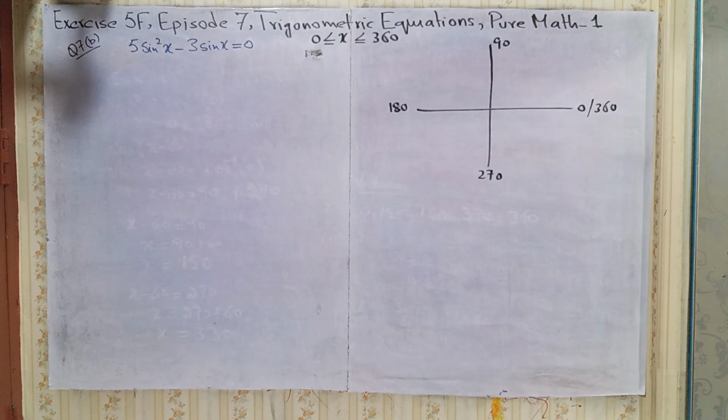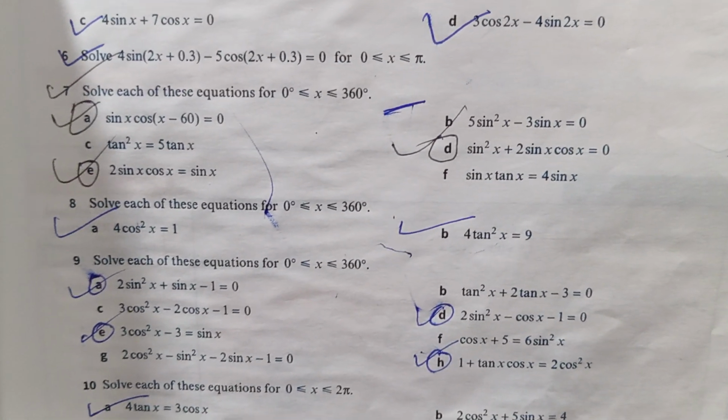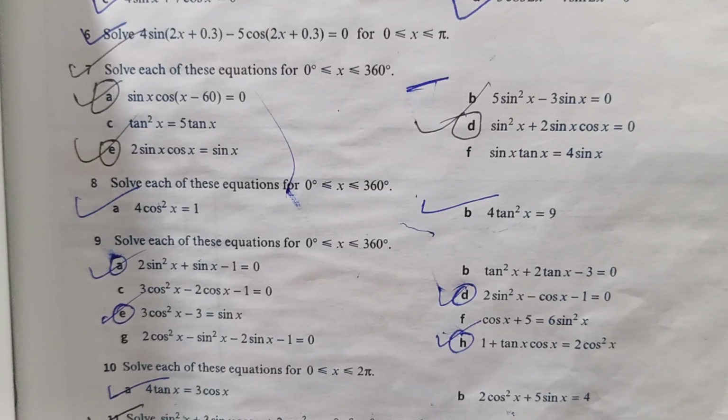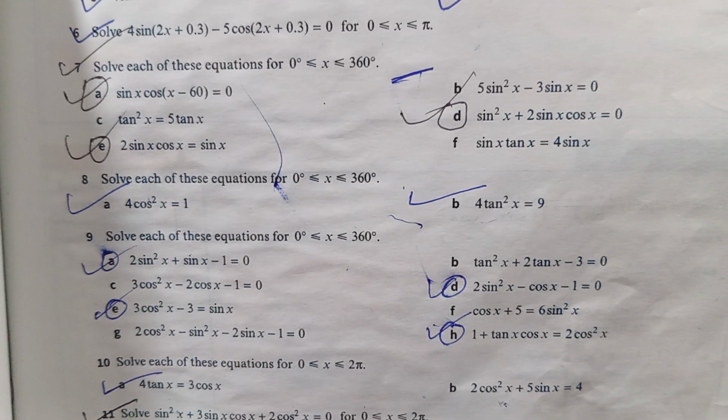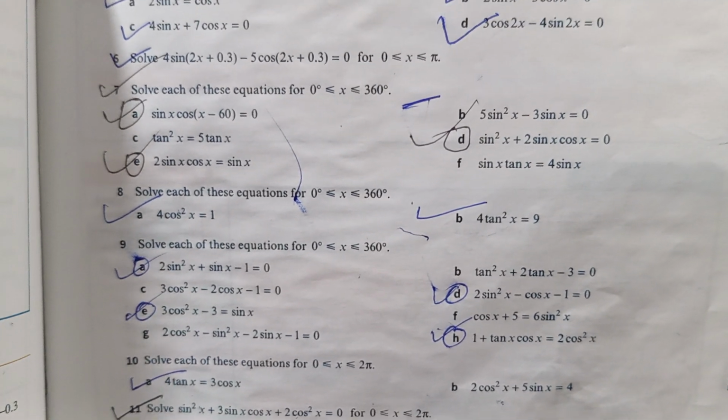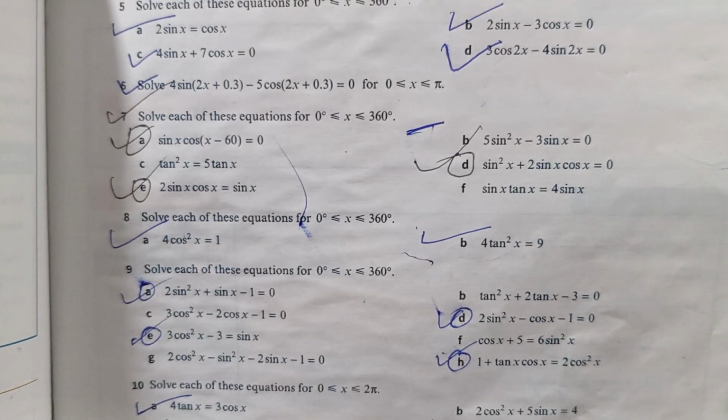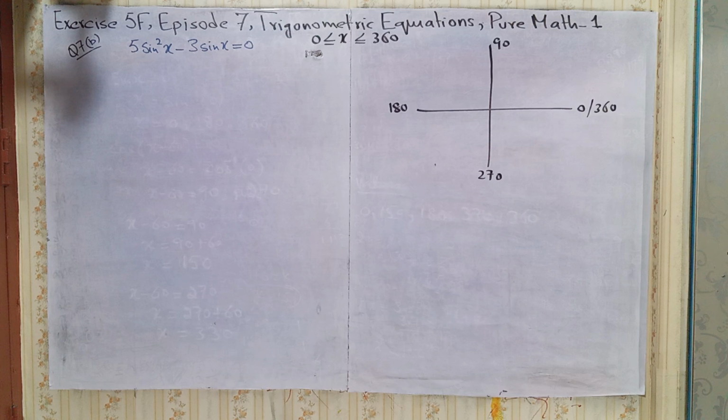So my dear students, now we are going to solve the question number 7 and its B part. Let me show you the question. The question number 7 and its B part is showing up on your screen. 5 sine square x minus 3 sine x equals 0. The x answer is from 0 to 360. So we have to solve this. This is question number 7, it's B part. So let's do that.